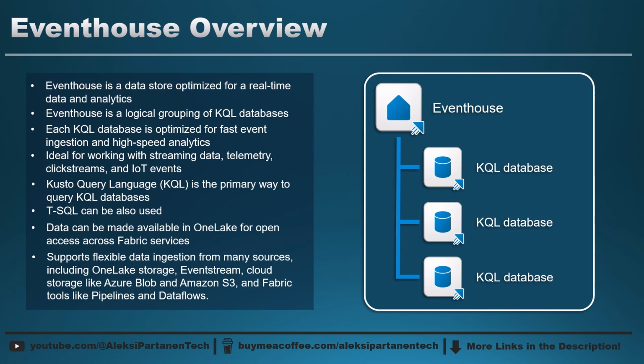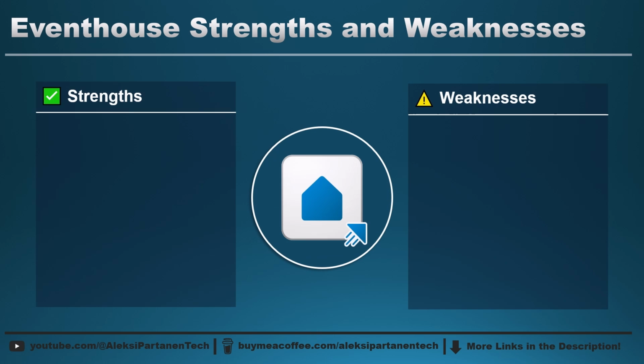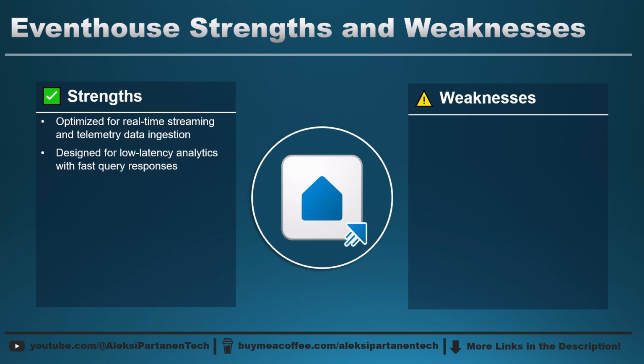Next, let's talk about the strengths and weaknesses of this data store to better understand what it is good for and when you should consider another data store. Let's start with strengths. Eventhouse is optimized for real-time streaming and telemetry data ingestion. It is built to handle very high volumes of fast-moving data like logs, events, and sensor readings. It is designed for low latency analytics. This means that you can run queries and get fast results even when the data is constantly arriving.